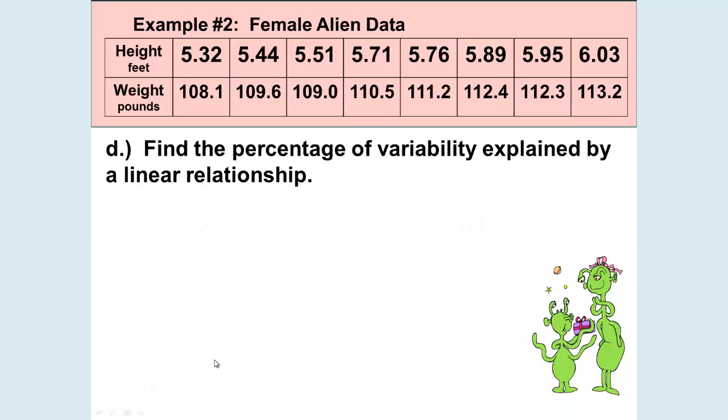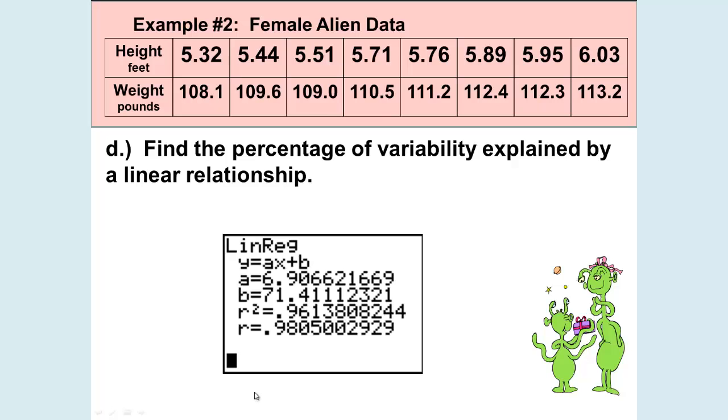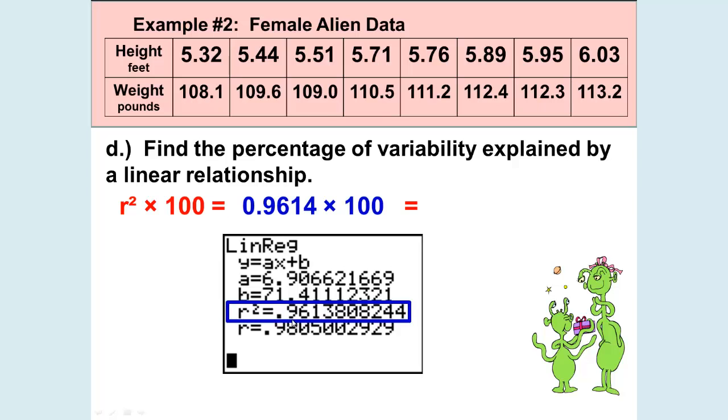Part D, find the percentage of variability explained by a linear relationship. Remember from the very first video that we had this phrase, and again, not all teachers will use this measure, but since our calculator gives us this information, it's not hard to find. It's listed as a percentage. Find the percentage. So we take our R squared and multiply it by 100. We're moving our decimal over 2 places. So we take this, round it to 4 decimal places, gives us 0.9614 times 100, gives us 96.14%.